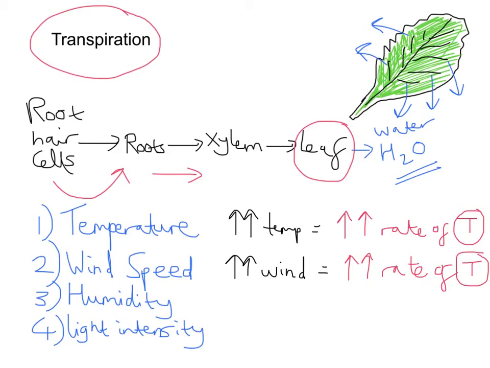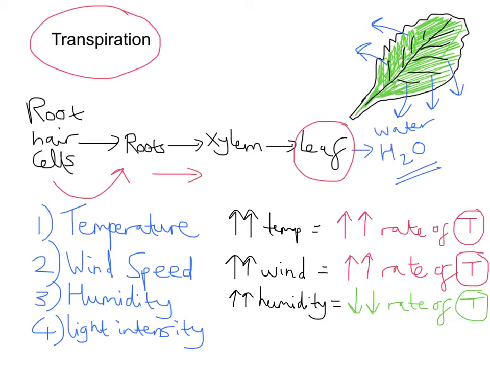Let's think about humidity. So if we increase humidity, let's think what would happen. Well, unlike the other three, when we increase humidity, we actually get a decrease in the rate of transpiration. It's the only one that would make the transpiration rate smaller or fall. Now that's because the number of water molecules outside of the leaves would increase. If it's more humid, there'd be more water in that atmosphere.